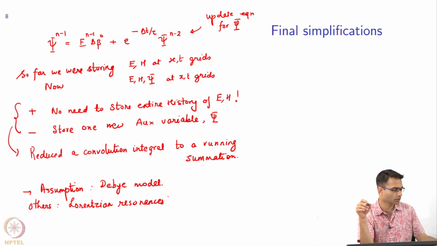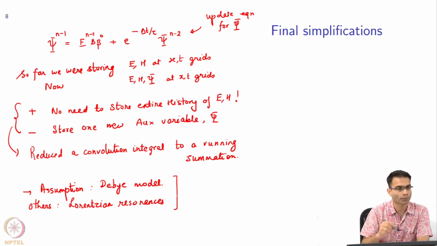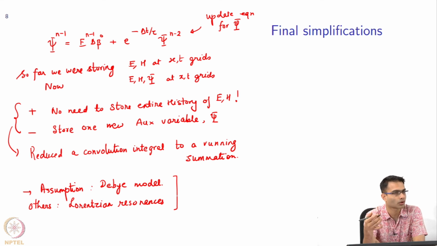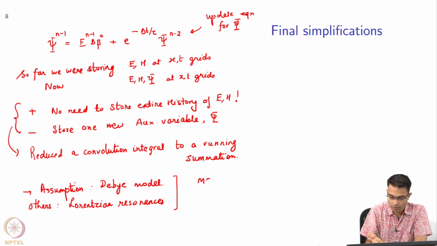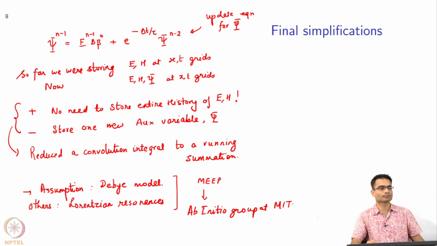So I think this is a good point to introduce at least the name to you. There is a popular open source software in which you can solve FDTD equations. It's written for 1D, 2D, 3D. It's called MEEP. This is by the ab initio group at MIT, and it's very flexible and it's open source. So you can go in and see how they have implemented various update equations, and it can handle quite a variety of different resonances. It's used extensively for research purposes.